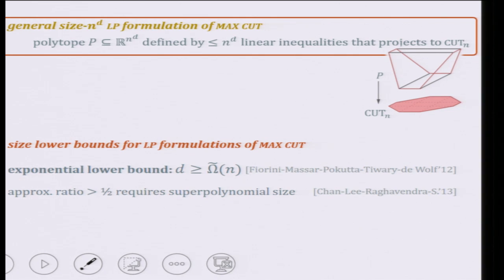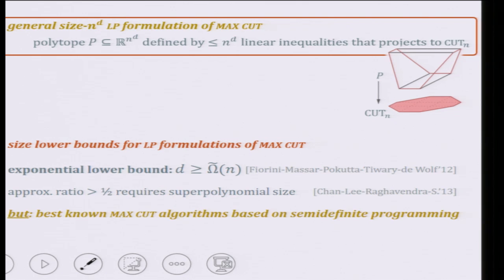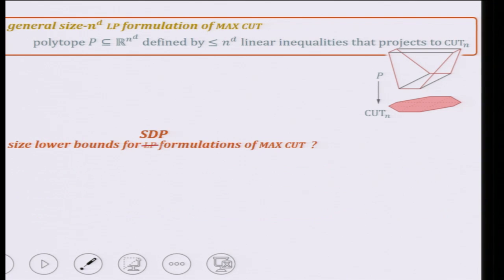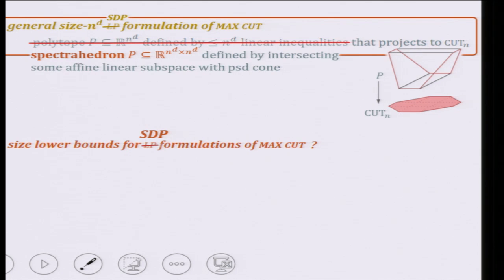This separates LPs from SDPs. Exactly. So this gives a very good understanding of LP algorithms for max cut, but the issue is that there are very simple SDP algorithms that achieve approximation ratios of better than 1/2. So this means that LP algorithms are not really the right model to study max cut, and instead we want to consider SDP formulations for max cut.